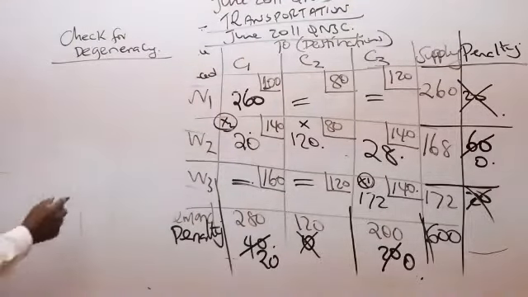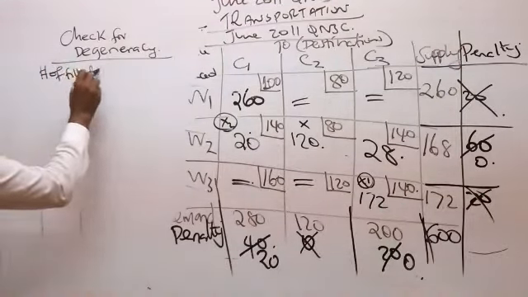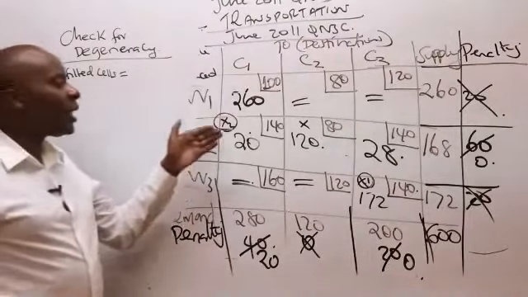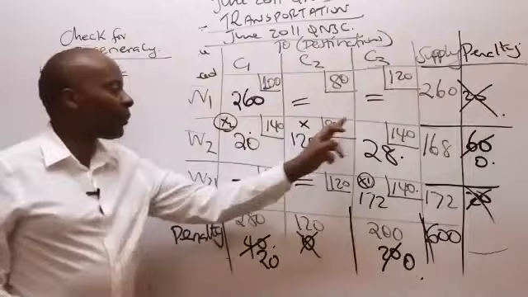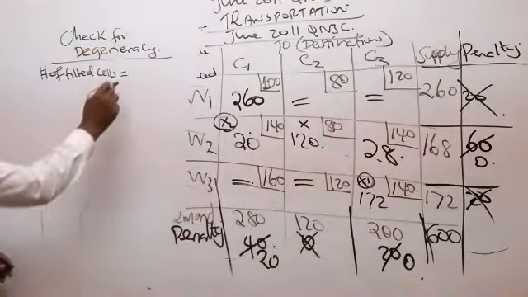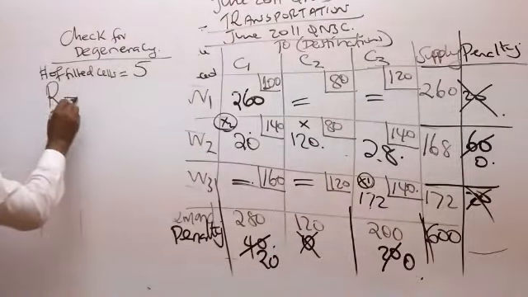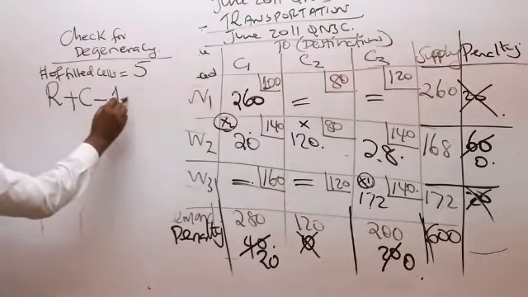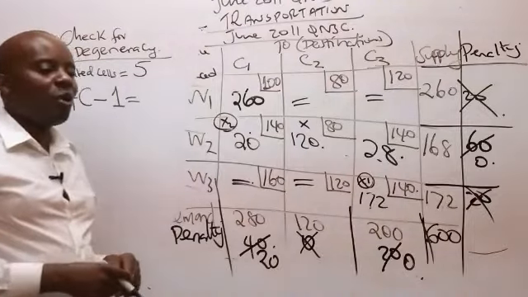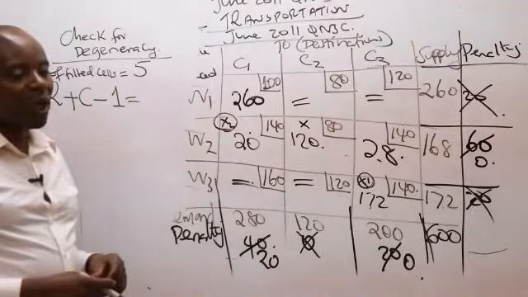How do we check for degeneracy? Ladies and gentlemen, what we shall do is look for the number of filled cells. So could you kindly count for us? How many cells are filled up? 1, 2, 3, 4, 5. Number of filled cells are 5. Then we will compare this with rows plus columns minus 1. It's a rule. Rows plus columns minus 1.